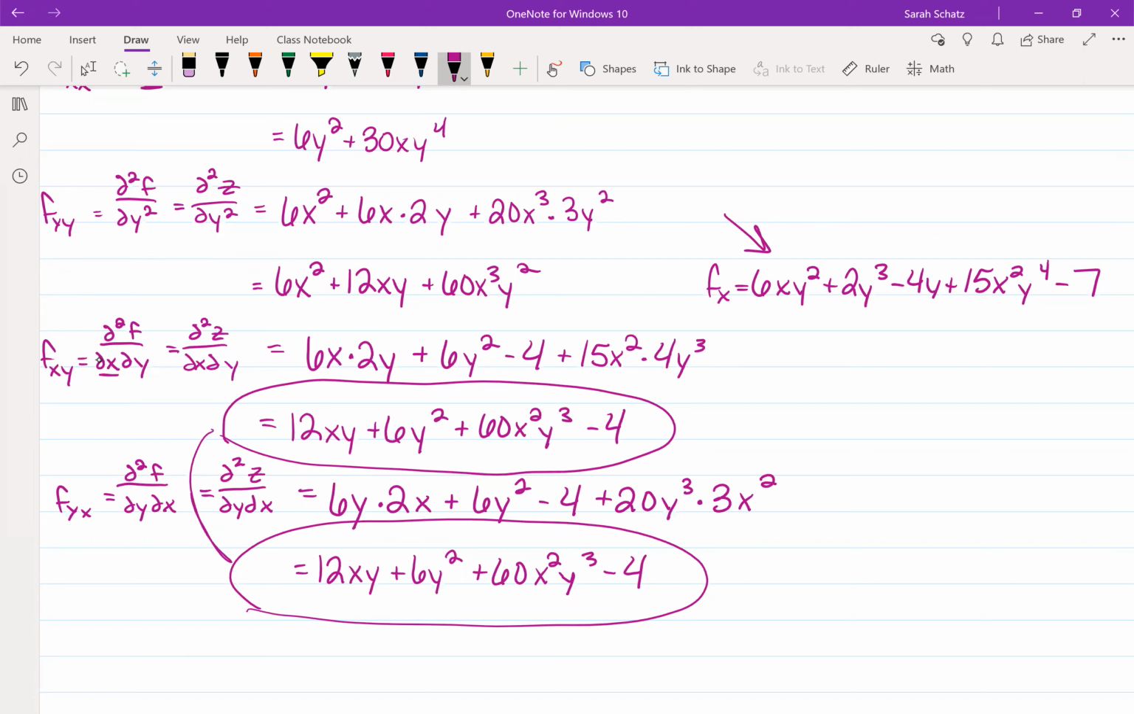That would be a good check. If you have to find both xy and yx, it might be good to check that you got the same answer on both of those.